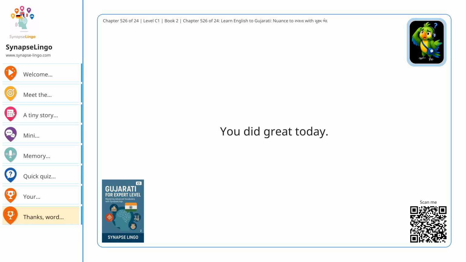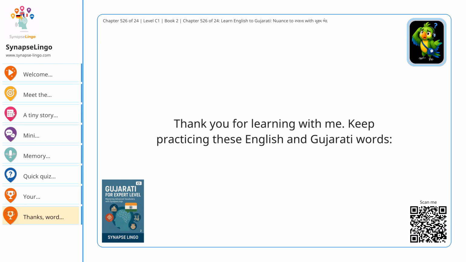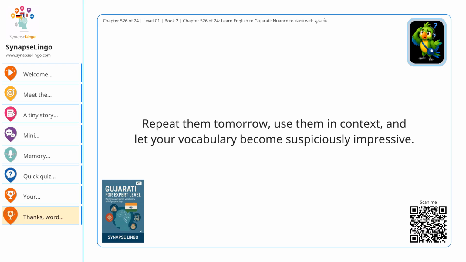Thanks, word wizard. You did great today. Yes, even if you only remembered 3 words and one dramatic professor. Thank you for learning with me. Keep practicing these English and Gujarati words: सूक्ष्म भेद, अंतर्निहित भाव, गौणार्थी अर्थ, अर्थघटन, संदर्भीकरण, अलगीकरण, and स्पष्टता. Repeat them tomorrow, use them in context, and let your vocabulary become suspiciously impressive.